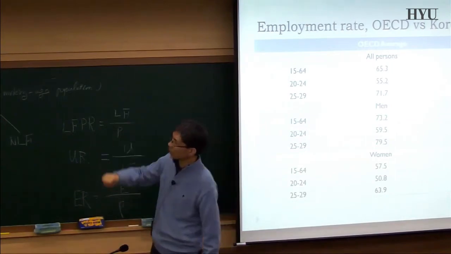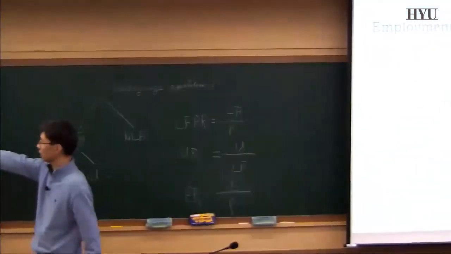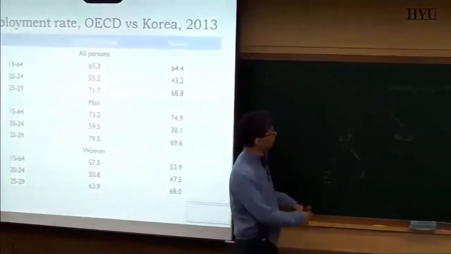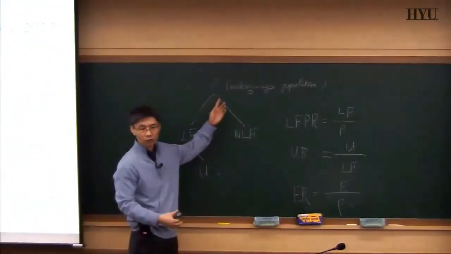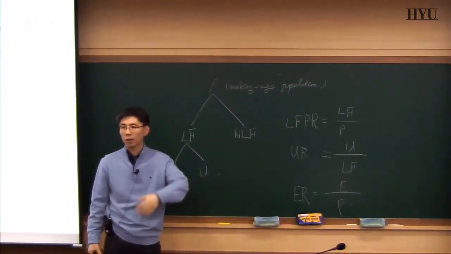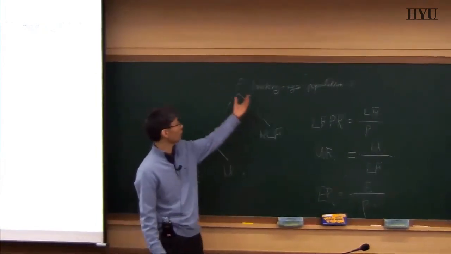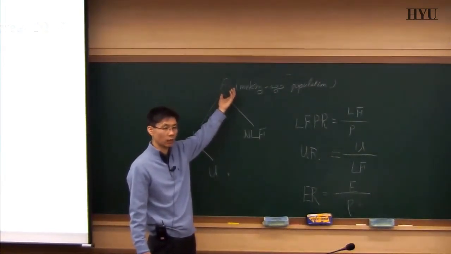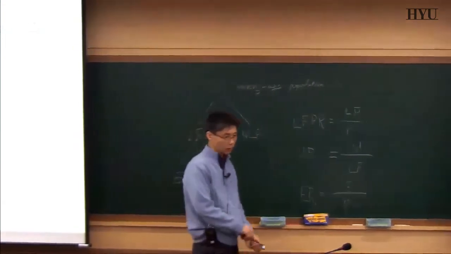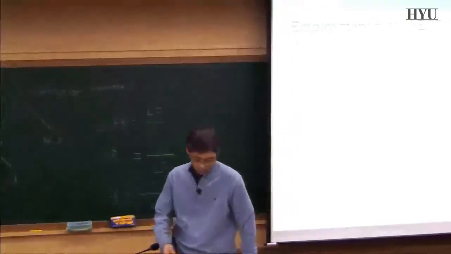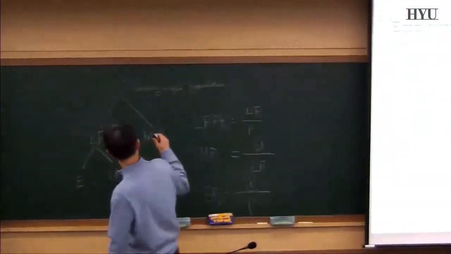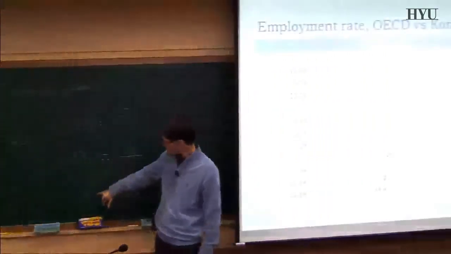When we talk about, for example, the male labor force participation rate of 20 to 24, it basically means that we shrink the population to that age and gender group. When we say the male labor force participation rate, we are talking about the male working age population only. That is how we make statistics. So we talked about the LFPR, UR, and ER.